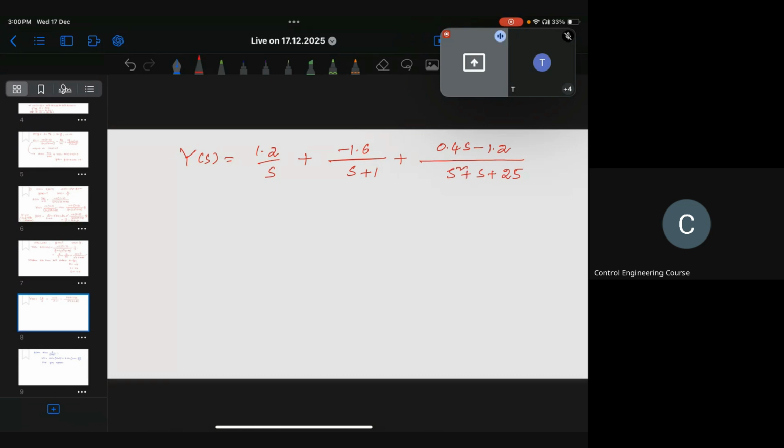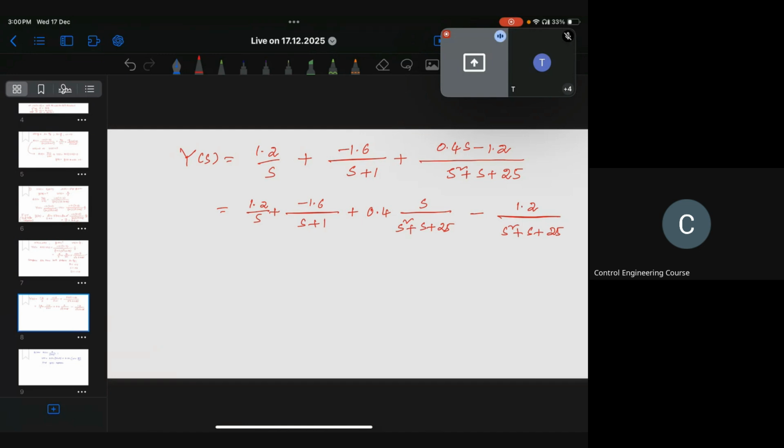Now our job is to find y of t. So how can you write this? 1.2 by s plus (-1.6) by (s + 1), and for the last term, we can write it like this: 0.4s by (s² + s + 25) minus 1.2 by (s² + s + 25). Correct?